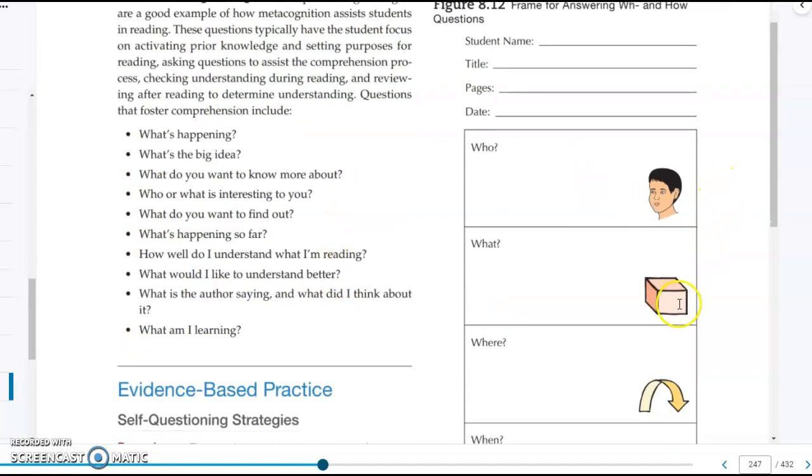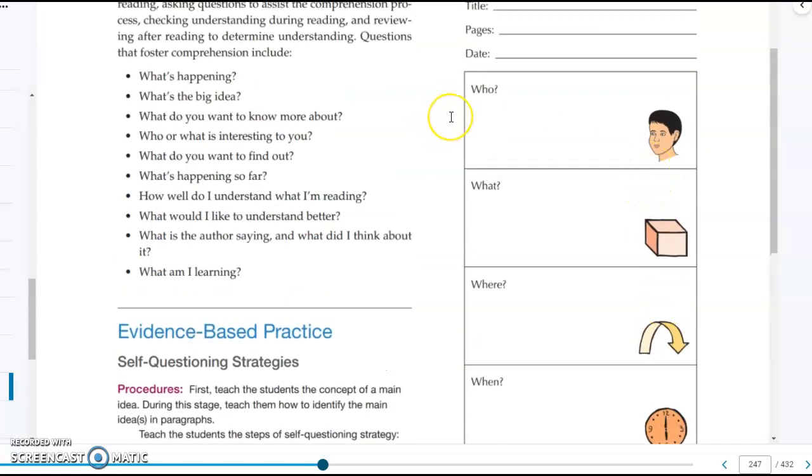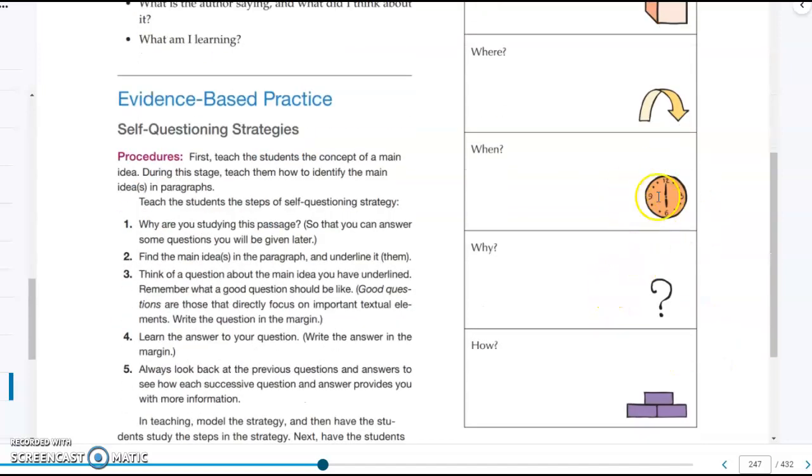But then here are just some little pictures that might help them think about, okay, who? Well, I don't know what who means. Oh, wait, it must be a person. It must be who the story's about. What? Okay, maybe an object, or maybe something's going on in the story. Where? Where is it taking place? So just these little cue cards.